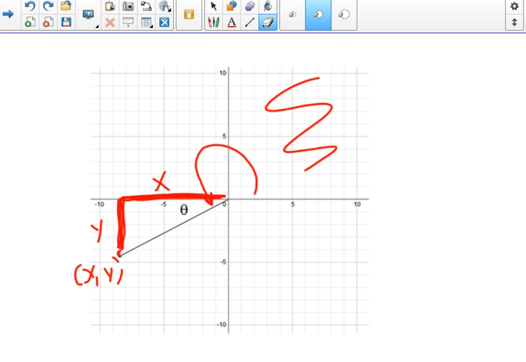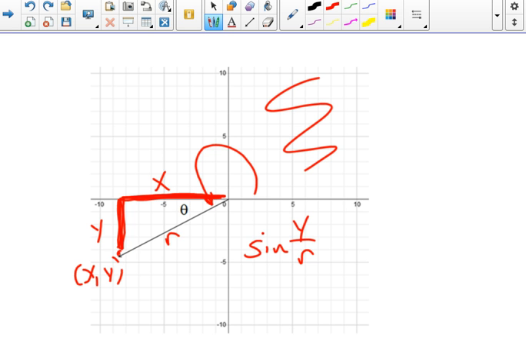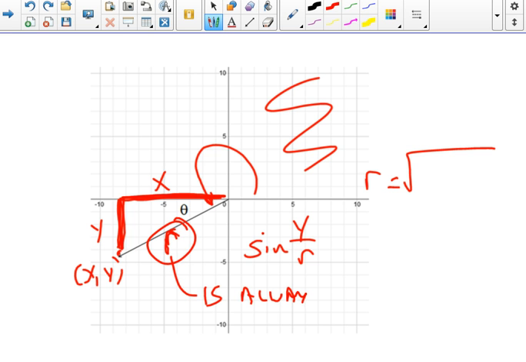But all the same stuff would apply here. The sine of this would be the y over the r value. We'd have to find the r. This is probably a good time to point out that when you go to find r, you have to take the square root. R is always going to be positive. X and y can be negative, like for example down here, they're both negative. But r is always positive.